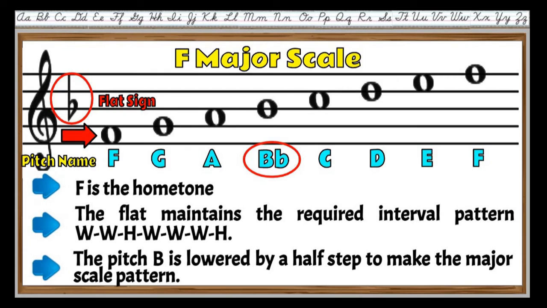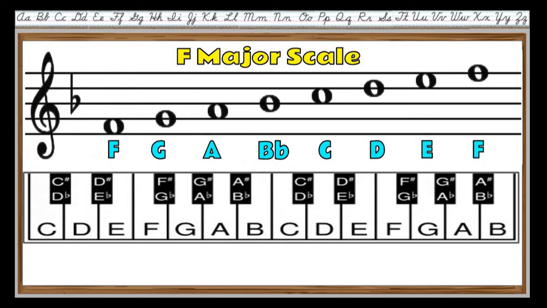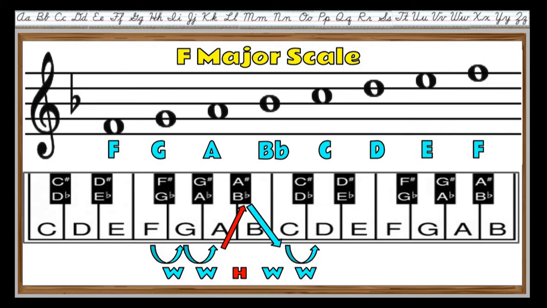Let us take a look on the piano keyboard. From F to G is whole step. G to A is whole step. A to B flat is half step. B flat to C is whole step. C to D is whole step. D to E is another whole step. And E to F is half step, since there is no black key between them. Let us now listen to the sound of this scale in ascending and descending manner.